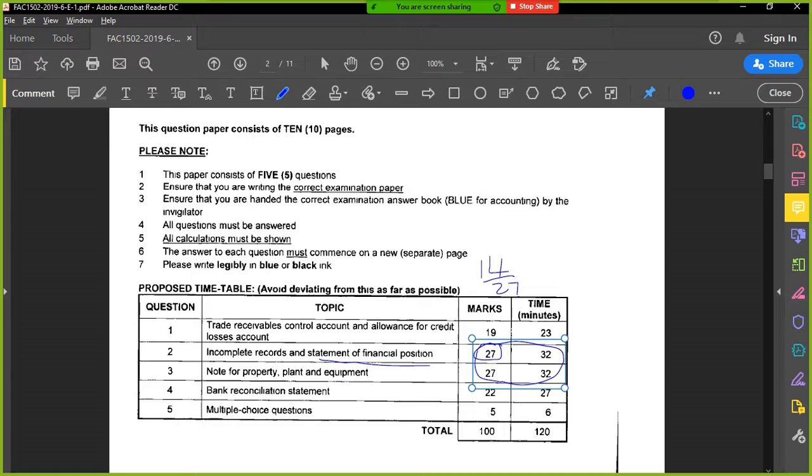Obviously, if you didn't have time to finish it, then that's different. Then just check what you've done. Of the workings that you've done, how much of that did you get correct?